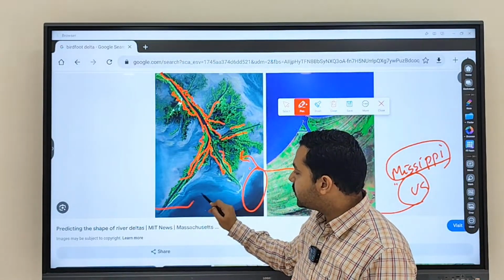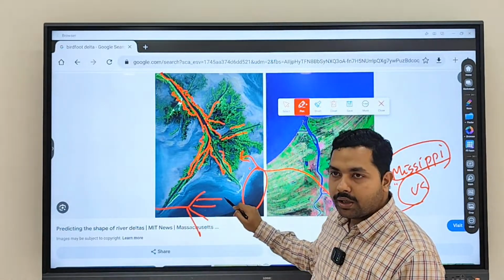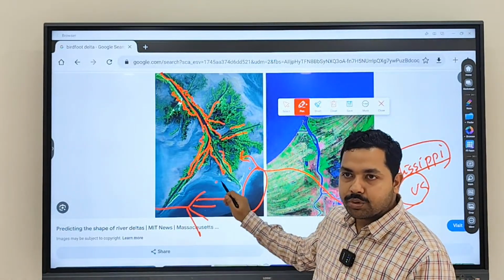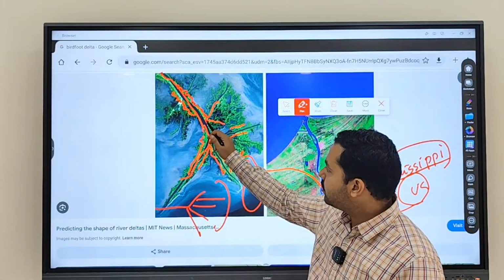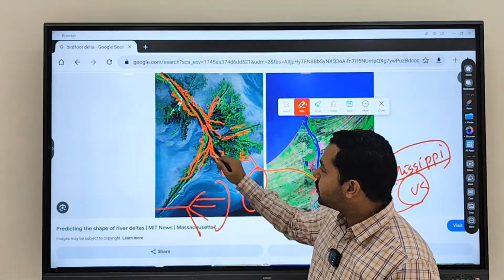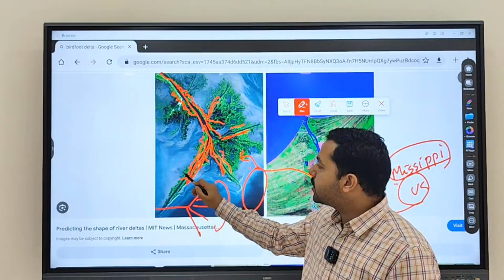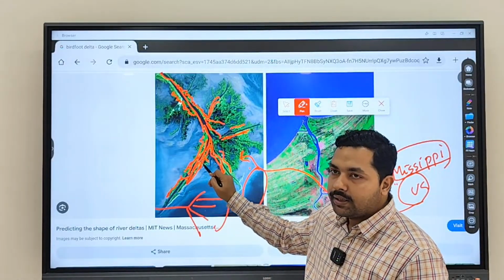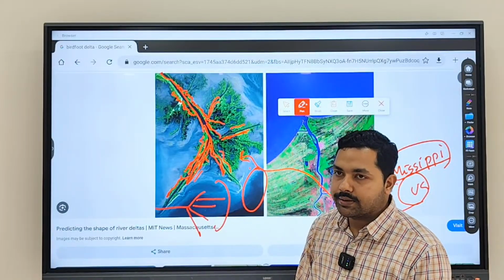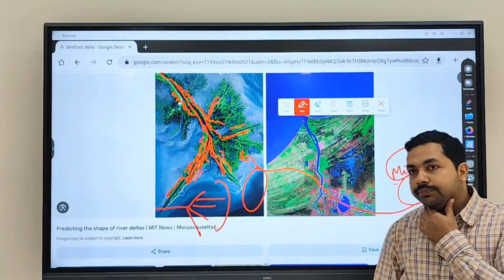Remember, just now we discussed distributary. When a river comes and spreads like this, it becomes a distributary. So you'll see the river spreading into many branches, and these branches will carry sediments. As a result, these sediments will start depositing on the side, and this forms what we call deltas.